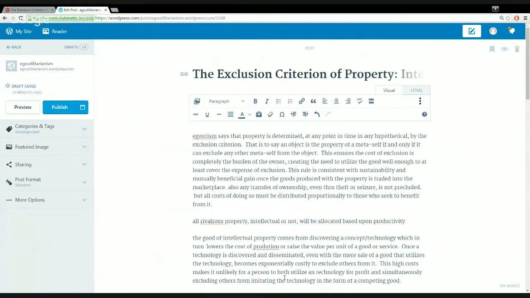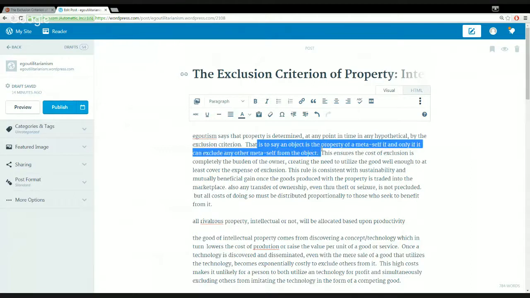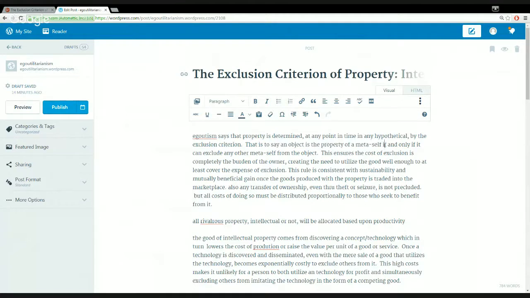Okay, so let's begin. Egotism says that property is determined at any point in time, in any hypothetical, real or contrived, by the exclusion criterion. That is to say, an object is the property of a meta-self, for all intents and purposes a person, if and only if it can exclude any other meta-self from the object, right?